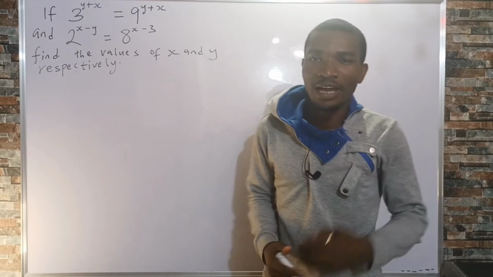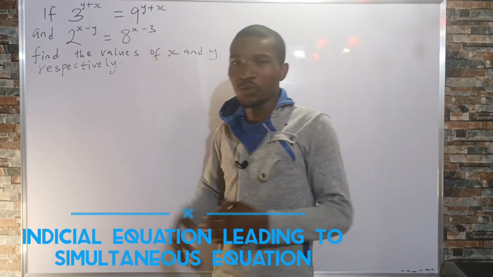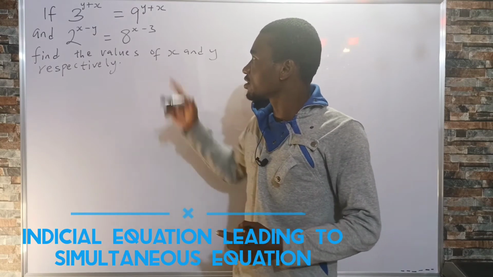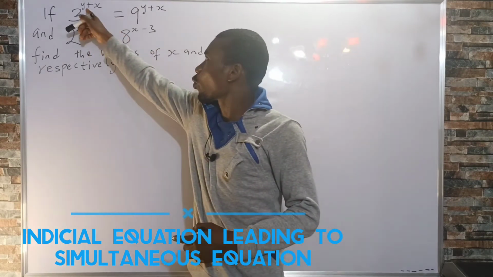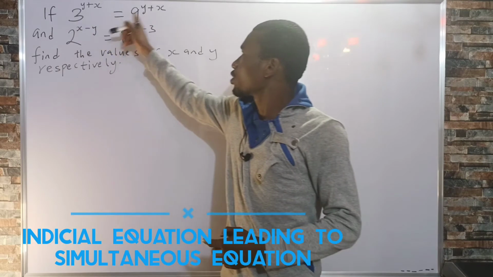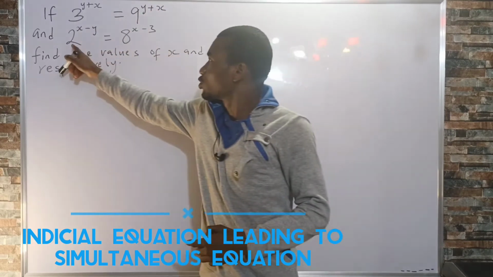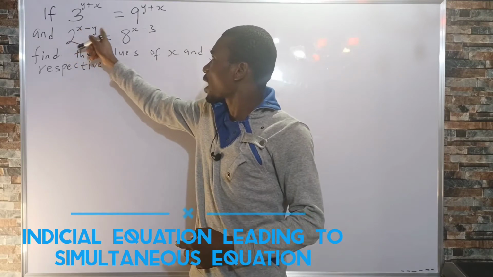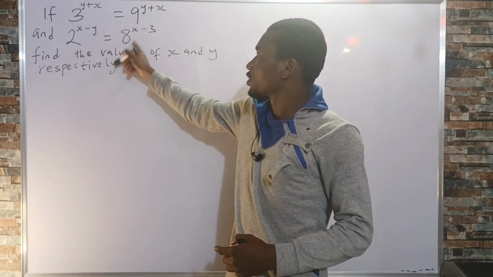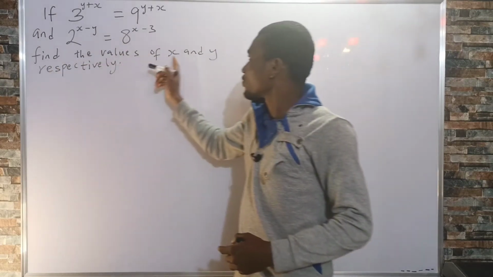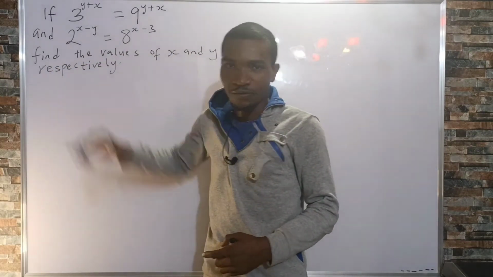In this tutorial, I would like to solve this indicial equation on the board. Let me read out the question first of all. The question says, if 3 raised to the power of y plus x is equal to 9 raised to the power of y plus x, and 2 raised to the power of x minus y is equal to 8 raised to the power of x minus 3. We are then asked to find the values of x and y respectively.